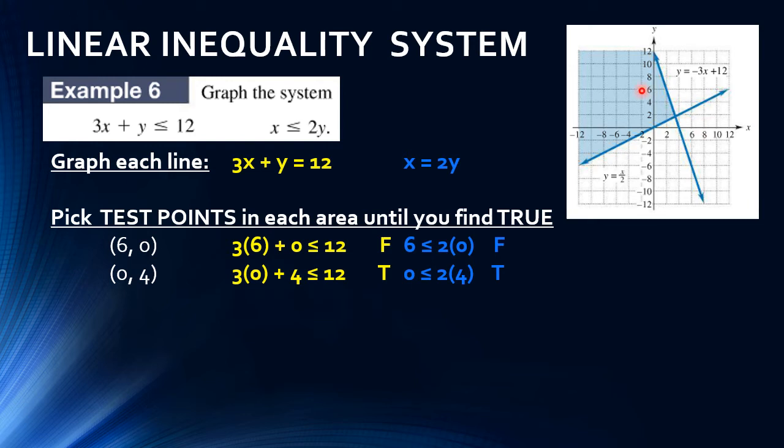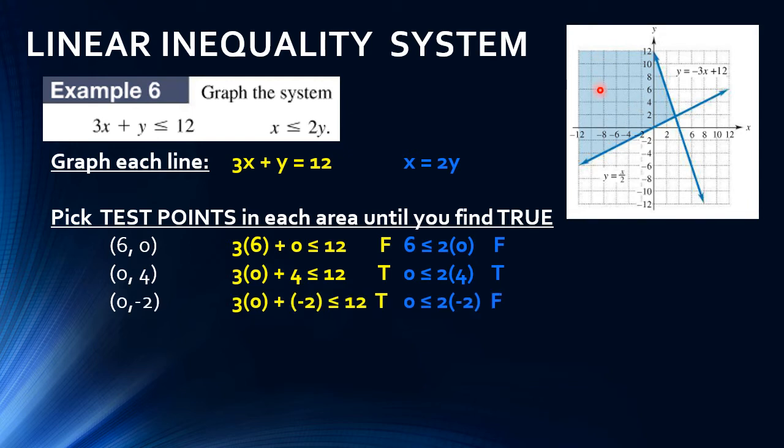Another point is 0, 4. So I'm actually in the blue section here. When I plug it into the first equation, I get 4 is less than or equal to 12, which is true, because 3 times 0 plus 4. When I plug it into the second one, 0 is less than or equal to 8. That is true as well. Now I don't have to go any further, so I know that 0, 4, which is right here where you see my dot, is part of the solution. So I'm going to shade everything in that section of these two linear inequalities.